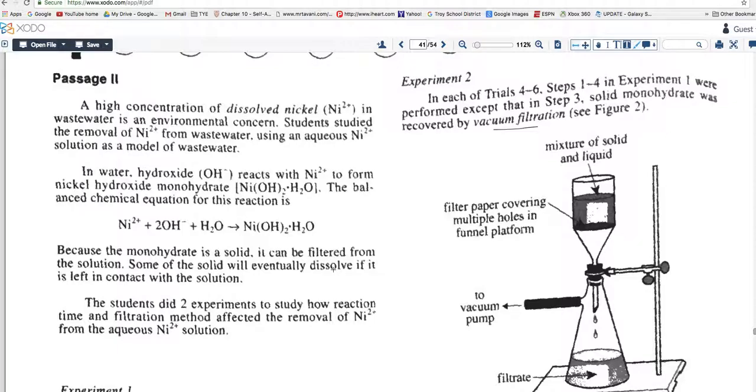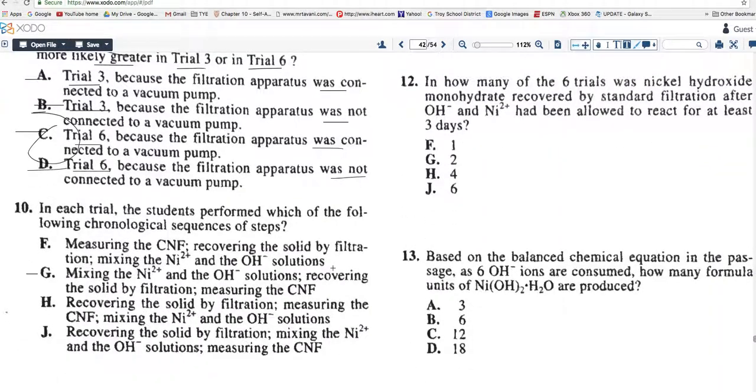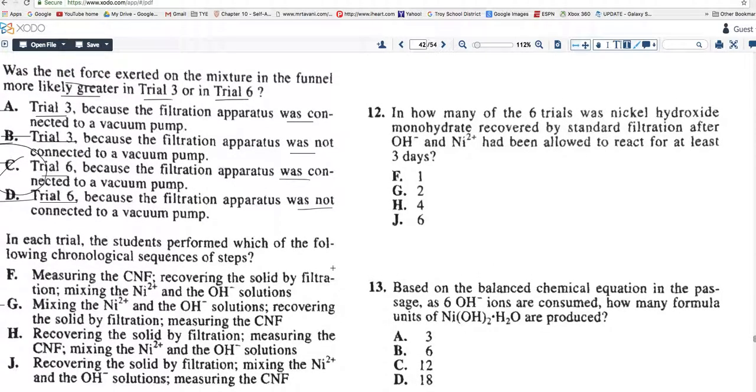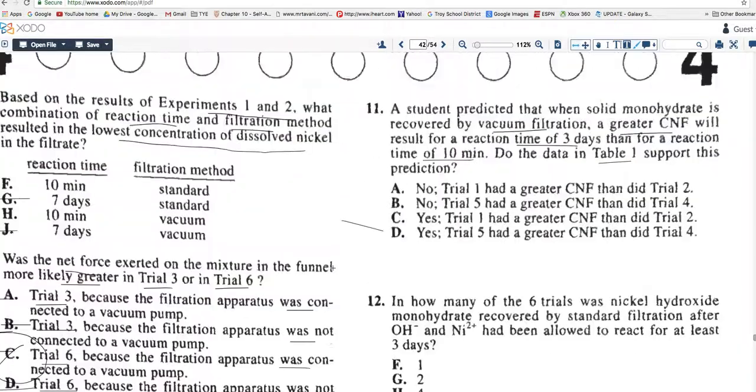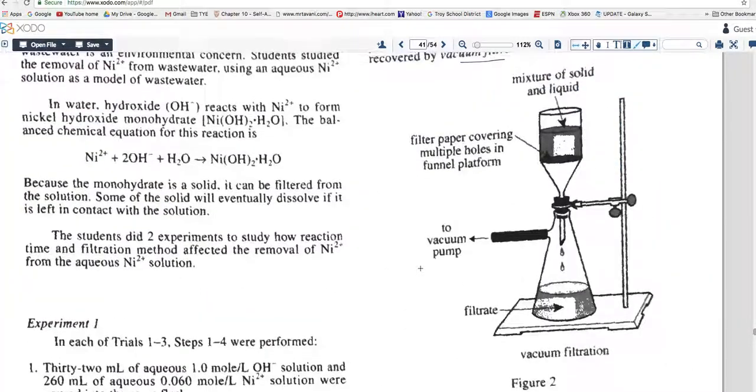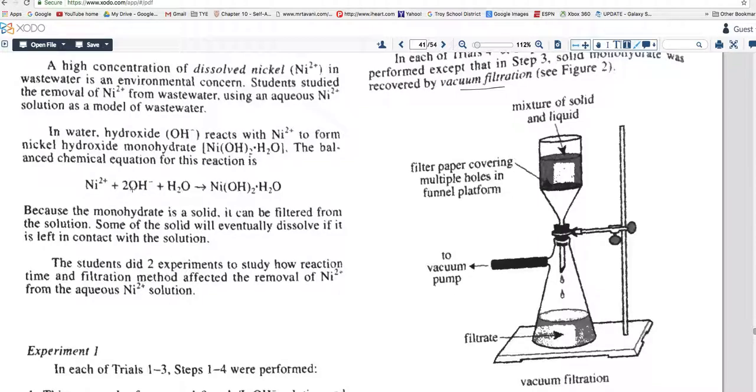So you underline nickel hydroxide monohydrate. Oh, wait, this is the wrong question we're on. I was thinking, all right, just do 13 first then. No, you underline balanced chemical equation. Underline 6 OH ions and NiOH2 H2O. Yeah, you can do it in the passage. That tells us that we need to look in the intro. Okay, so we're adding 6 OHs. Right now, we only have 2 OHs. So how do I do this question? Rithik, explain to me how I'll do this.